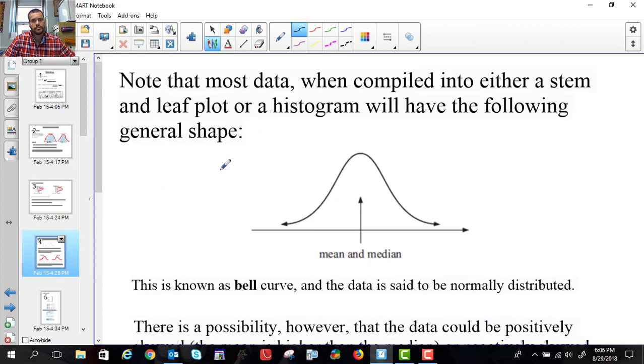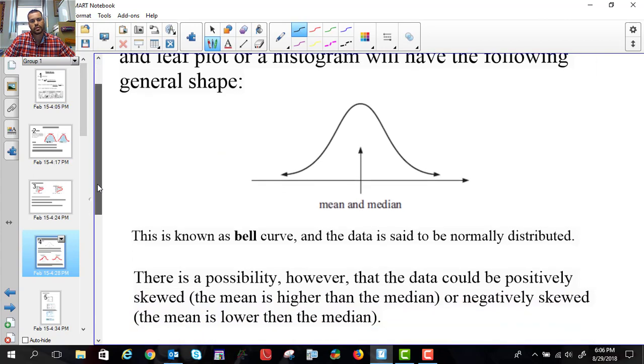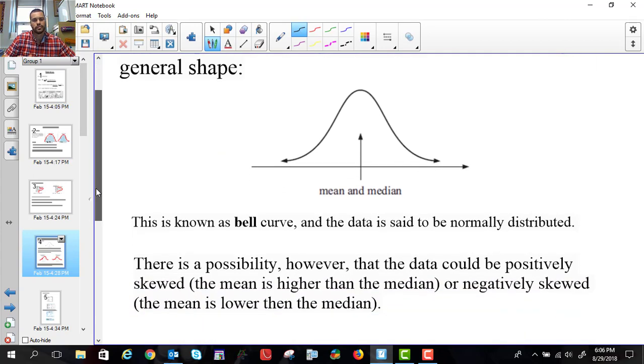So when you compile data, typically you get this kind of shape, not sheep. And it's called a bell curve because it looks kind of like a bell. And generally speaking, the mean and the median are in the middle. So your middle number and your average are in the middle. Okay, so it's possible that happens. It's also possible that you get sort of a weird looking bell. All right, so if it's normally distributed, it looks like that.